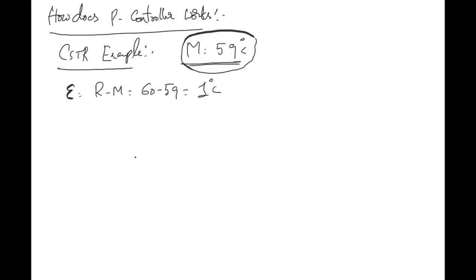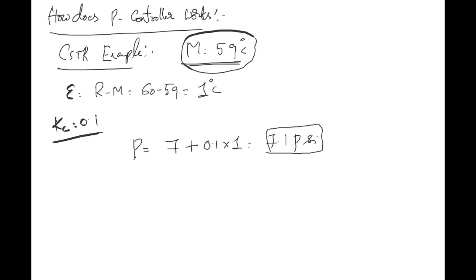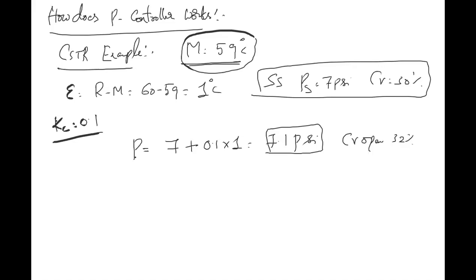So just to get the understanding, I am putting the actual values. Now, how does the controller work? Let's take Kc equal to 0.1. Then the pressure signal delivered by the controller is the steady state pressure of 7 plus 0.1 into 1, so 7.1 PSI. This is the signal which goes to the field. Steady state pressure is 7 PSI and control valve opening is 30%. This is my steady state. Now, when I get a field signal of 59, I calculate my error, which is 1 degree. So that is 7 plus 0.1 into minus 1, and the control valve opens 32%.